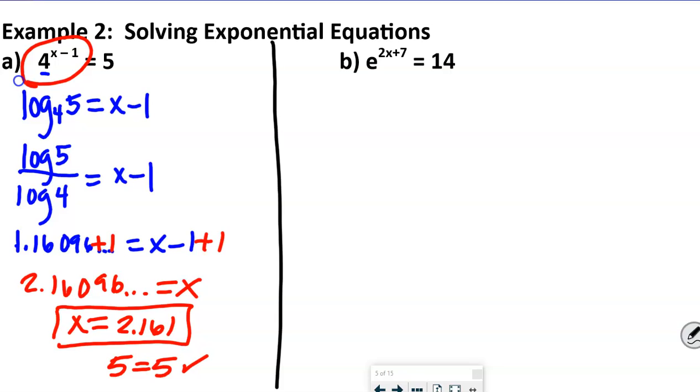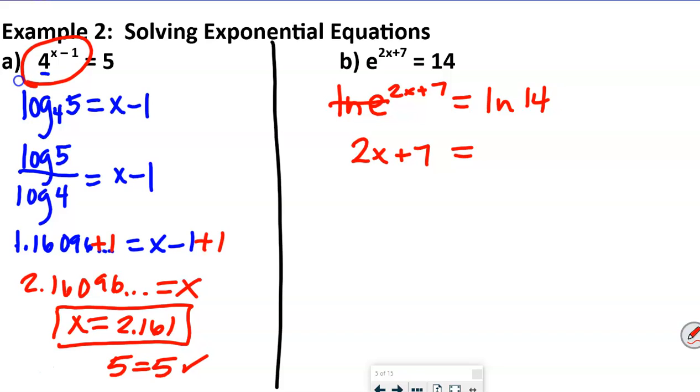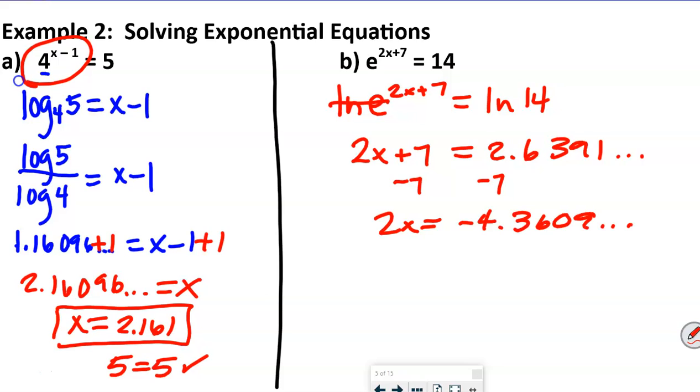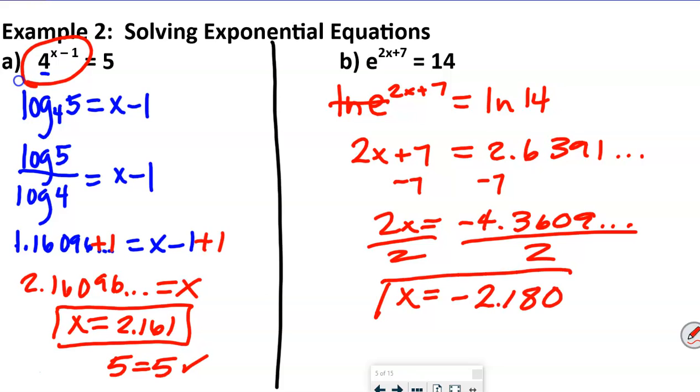So how do we get rid of an e, guys? Hopefully y'all remember this. So we're going to say ln of e to the 2x plus 7 equals ln of 14. So these two cancel each other out, so we're going to end up with 2x plus 7 equals the ln of 14, which was 2.6391... So we're going to subtract 7 from both sides. So that's going to give us 2x is equal to negative 4.3609... and then divide both sides by 2. So x is equal to negative 2.180 is what I got when I rounded it. Again, you can plug it up in there to check it. And what you should get when you check it is that 14 is equal to 14.